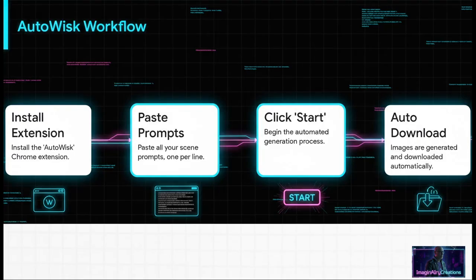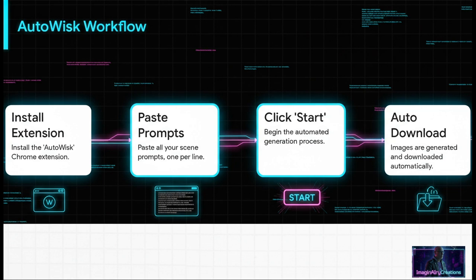And this just shows you how ridiculously simple it is. First, you install a free Chrome extension. It's called AutoWhisk. Then, you paste your entire list of prompts. Just make sure each one is on a new line. Then you click Start. That's it. Seriously, the system just takes over, generating every single image and downloading them right to a folder on your computer.